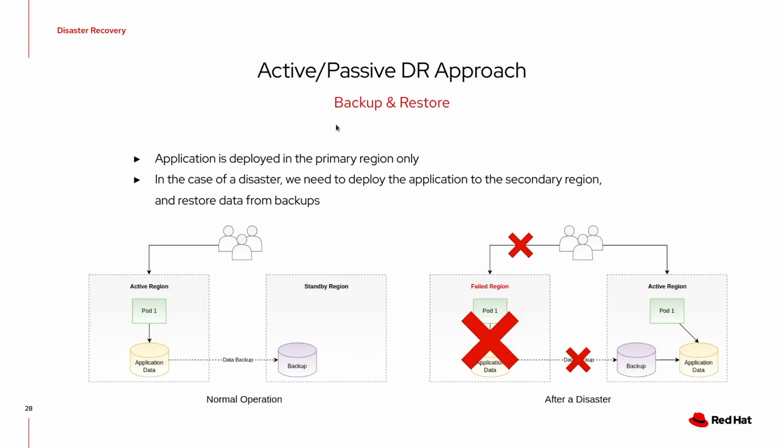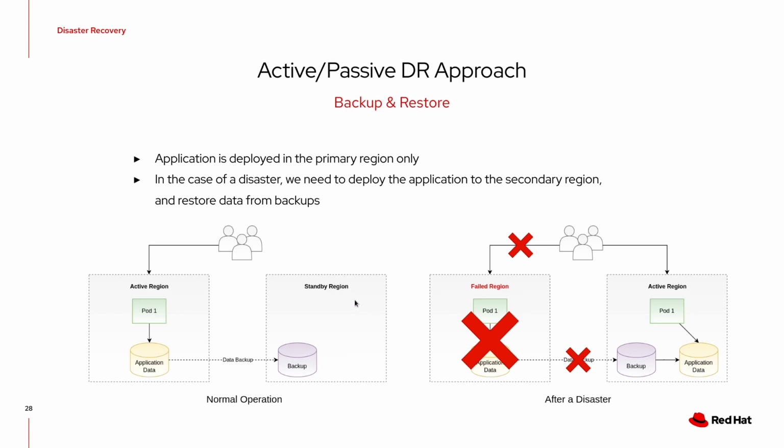So let's start with the backup and restore. On the left side, you can see a diagram which is showing the normal operation. And we have 2 regions. One is active and one is standby. The traffic from the users is routed only to the active region. Now, the standby region doesn't have the application running at all, and instead, we are only making backups from the primary to the secondary region. So this is a cost-effective solution because you are not really paying for compute in the standby region.